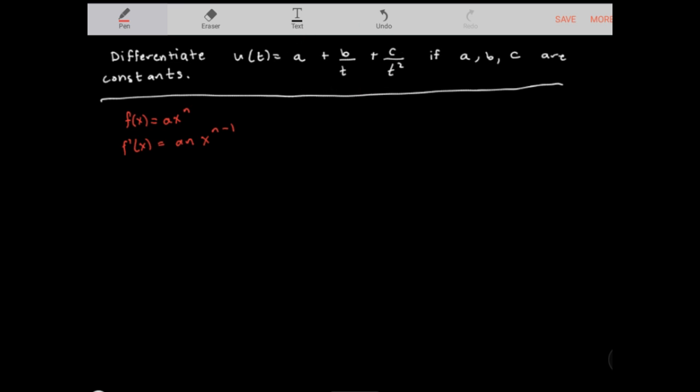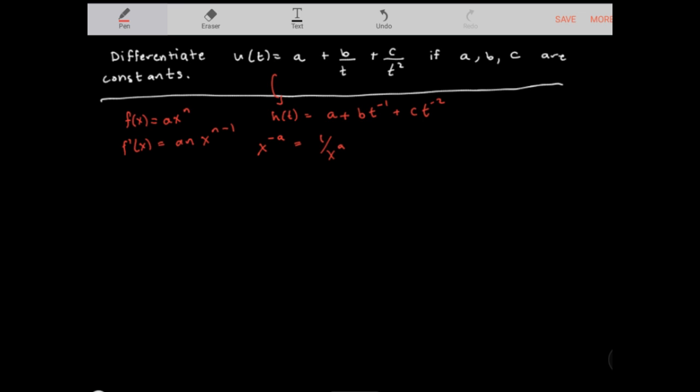What I want to do here, just to make my life easier, I'm going to change all of these reciprocal fractions into the form of powers. So I can rewrite this equation, h of t, as a plus b t to the power negative 1, right? Plus c t to the power negative 2. Okay? Now we need to know here that I'm basically using the rule x to the power negative a is equal to 1 over x to the power a. It's an exponent rule, so make sure you know this.